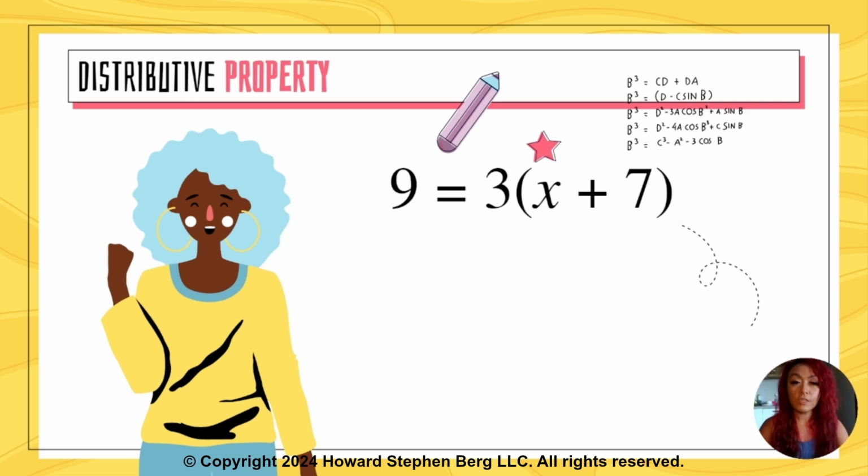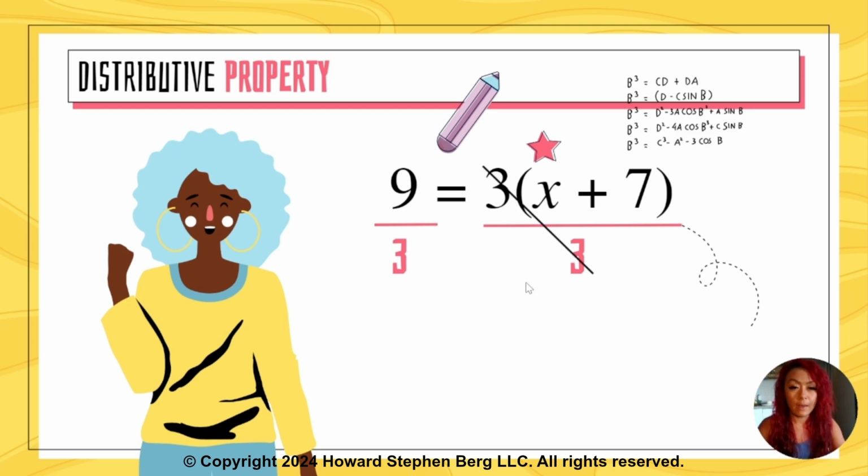So our equation looks a little different here, but the goal is still the same. We want to isolate our variable x. So since we're using the distributive property, we have 3 on the outside of the parentheses, right? The sum of x and 7 is being multiplied by 3. So let's get rid of that first by using inverse operations and dividing both sides by 3.